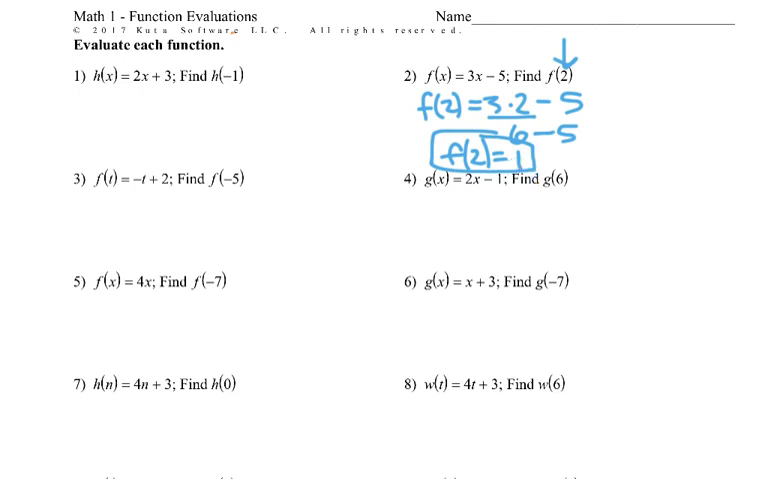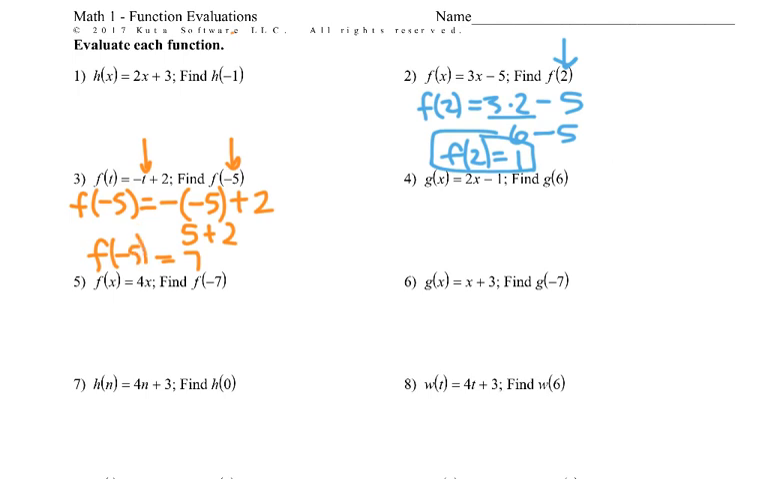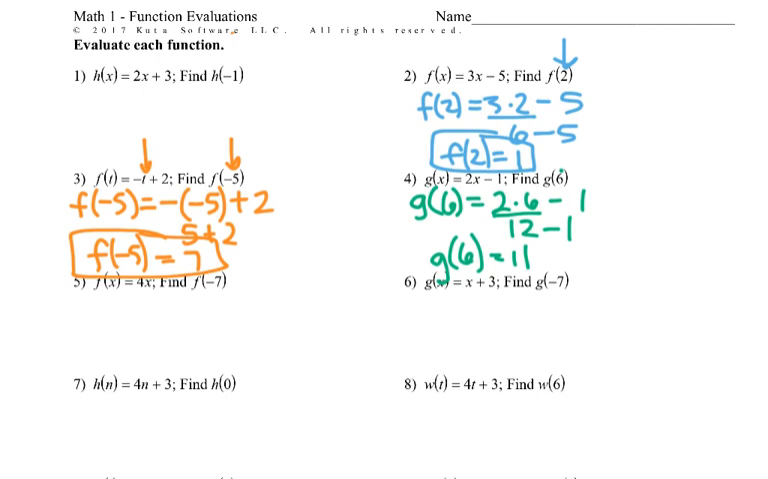Alright, number 3. Now we've got -5 here. So f of -5, and I get negative, and then I put the -5 in there, so you have to pay attention to that, plus 2. Negative negative 5 is a positive 5, plus 2 gives me 7. So f of -5 equals 7, and there's my answer. Number 4, I have function g, and I want to find an input of 6. I replace my x's with 6's. So 2 times 6 is 12, minus 1 gives me 11. So g of 6 is 11. Input of 6, output of 11.